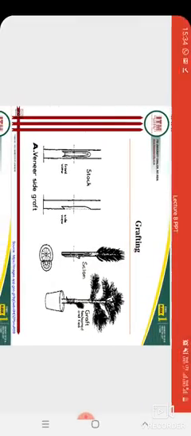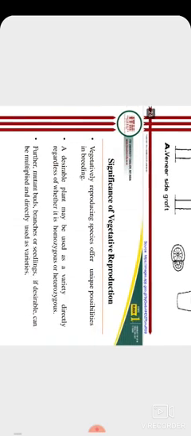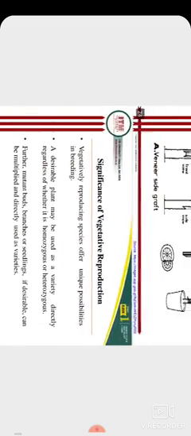Now grafting. What we have to do in grafting? One stem, that is a front view, we will cut that. After that we have to stick the another part of a stem with this main part of the plant, and we have to tie with the help of rope or polythene. That is grafting.